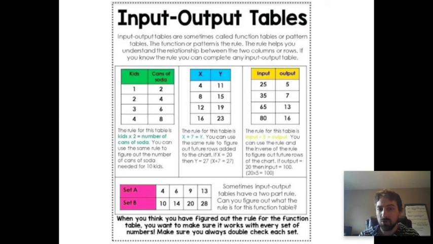And sometimes a rule will work on one level, but not on another. For example, looking back at our one here, 1 plus 1 gives us 2. That seems like a good pattern. So number of kids plus 1 gives you the cans of soda. But if you try it here, 2 plus 1 is 3. Doesn't quite work, so you have to try something else. So the rule for this table, this X and Y, is X plus 7 equals Y. You can use the same rule to figure out future rows added to the chart. For example, if X is equal to 20, then Y equals 27. X plus 7 equals 27.